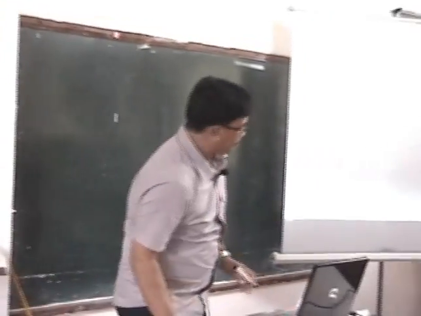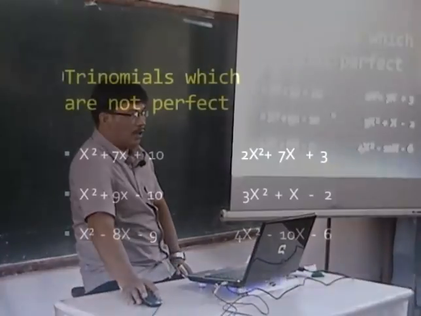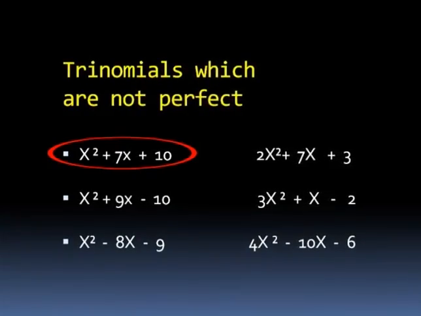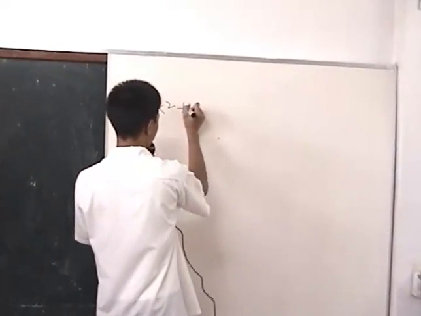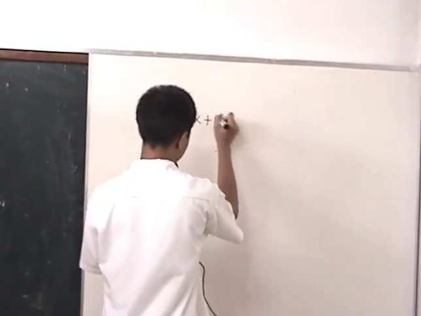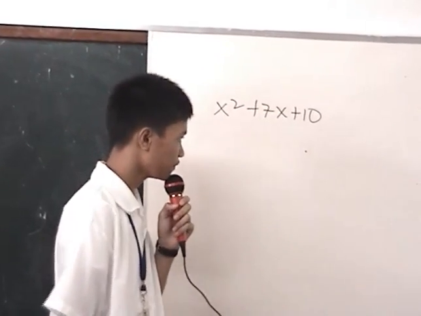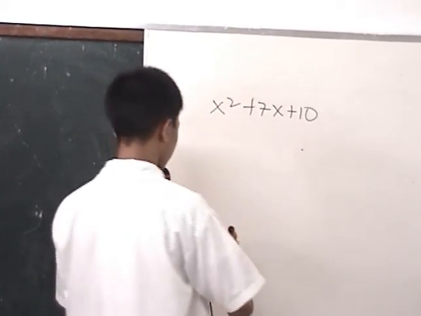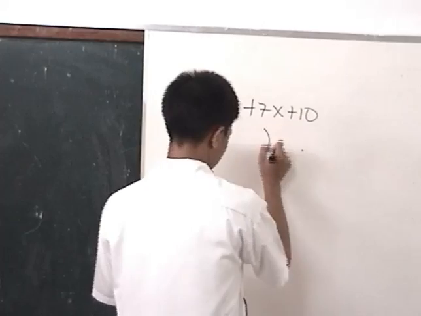Okay. So, let us now come to the next one. At this point, we consider now trinomials which are not perfect squares. How are you going to factor this? X squared plus 7x plus 10. In getting the factor of the given trinomial which is not a perfect square, first find the factor of the first term, which is x squared. The factors of x squared are x and x.